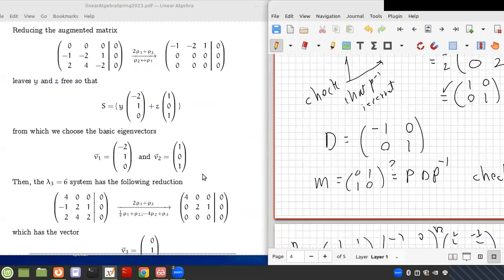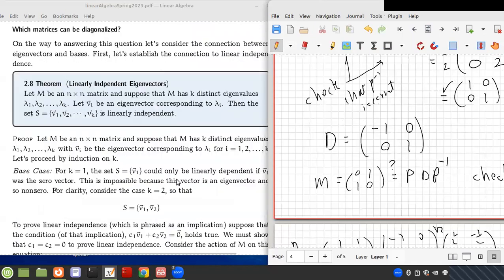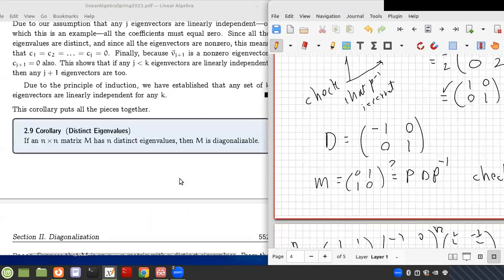Let's see. Find that theorem. Okay. The logic is the following. If an n by n matrix M has n distinct eigenvalues, then M is diagonalizable. So we started with our n and we found two distinct eigenvalues, -1 and 1. Therefore, it's diagonalizable. Now, what is the definition of diagonalizable?